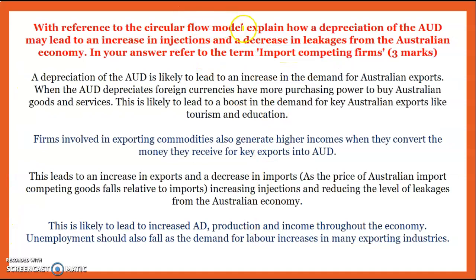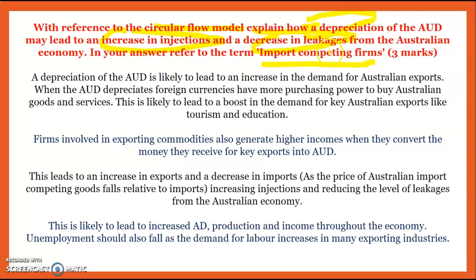With reference to the circular flow model, explain how depreciation of the dollar is likely to increase injections and decrease leakages from the Australian economy. In your answer, refer to import competing firms. There's a lot to do here. So talk about how depreciation of the dollar impacts the circular flow, mention injections and leakages, which is going to be your imports and exports, and also mention import competing firms.